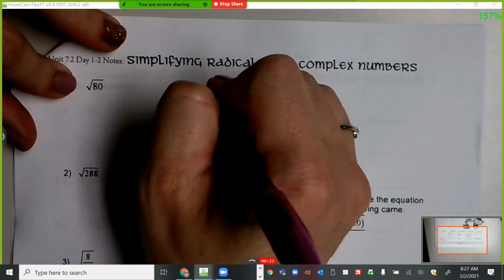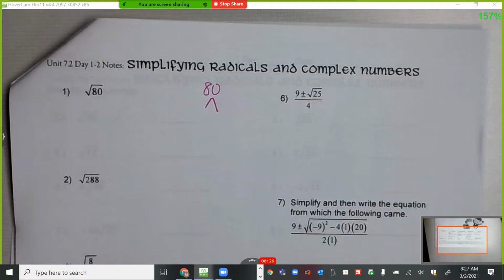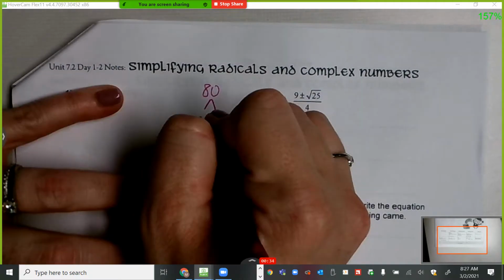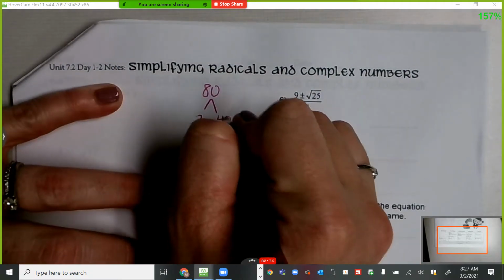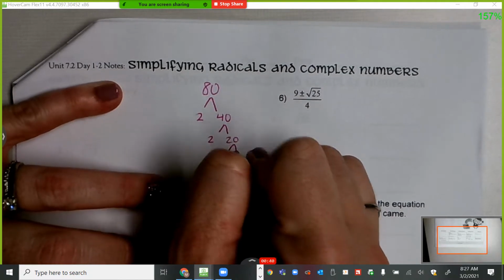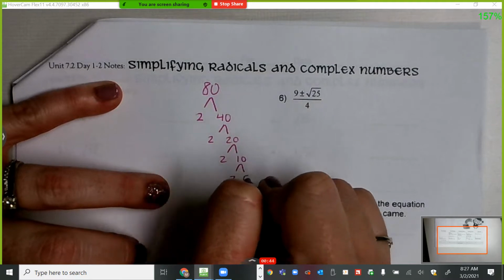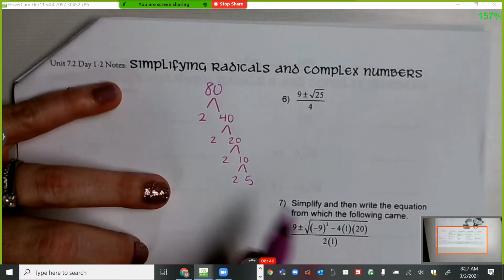So what you're going to do is you're going to take your 80 and you're going to build your prime tree. Okay, when I do this, I like to always start with smaller numbers. Does 2 go into 80? Yes. How many times? 40. Does 2 go into 40? 20 times. 2 goes into 20 10 times. And 2 goes into 10 5 times. Now 5 is prime, so I'm done.